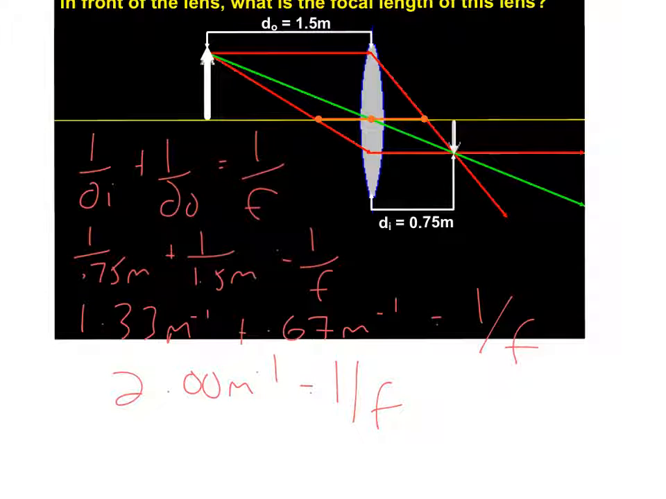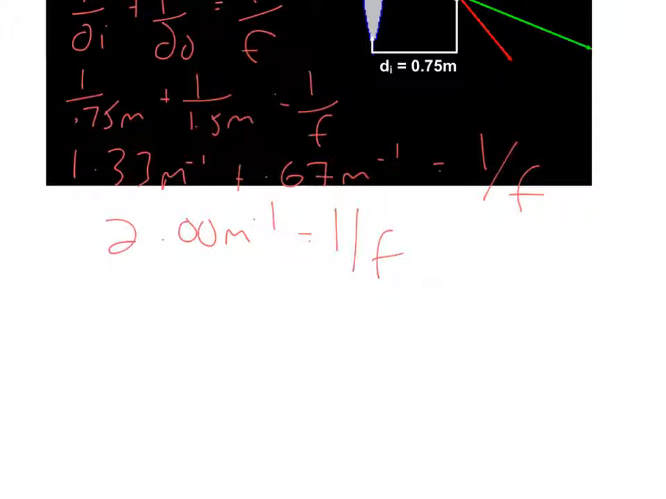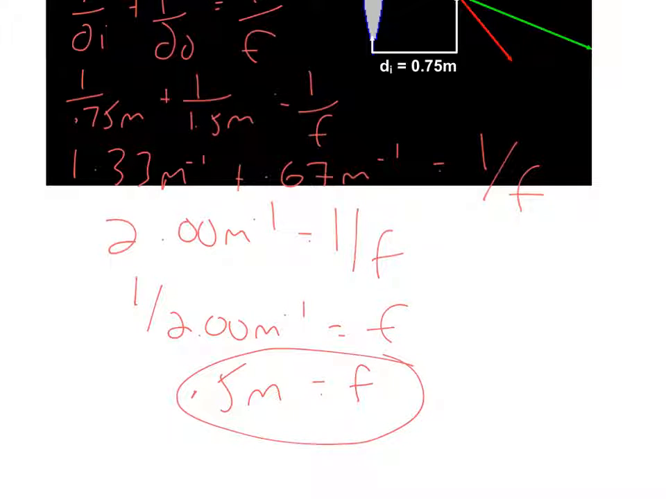And then I'm simply going to invert both sides of the equation, and I will get 1 over 2.00 inverse meters is equal to f, and 1 over 2.00 inverse meters is simply 0.5 meters. So that tells me that my focal length is 0.5 meters for this specific lens.